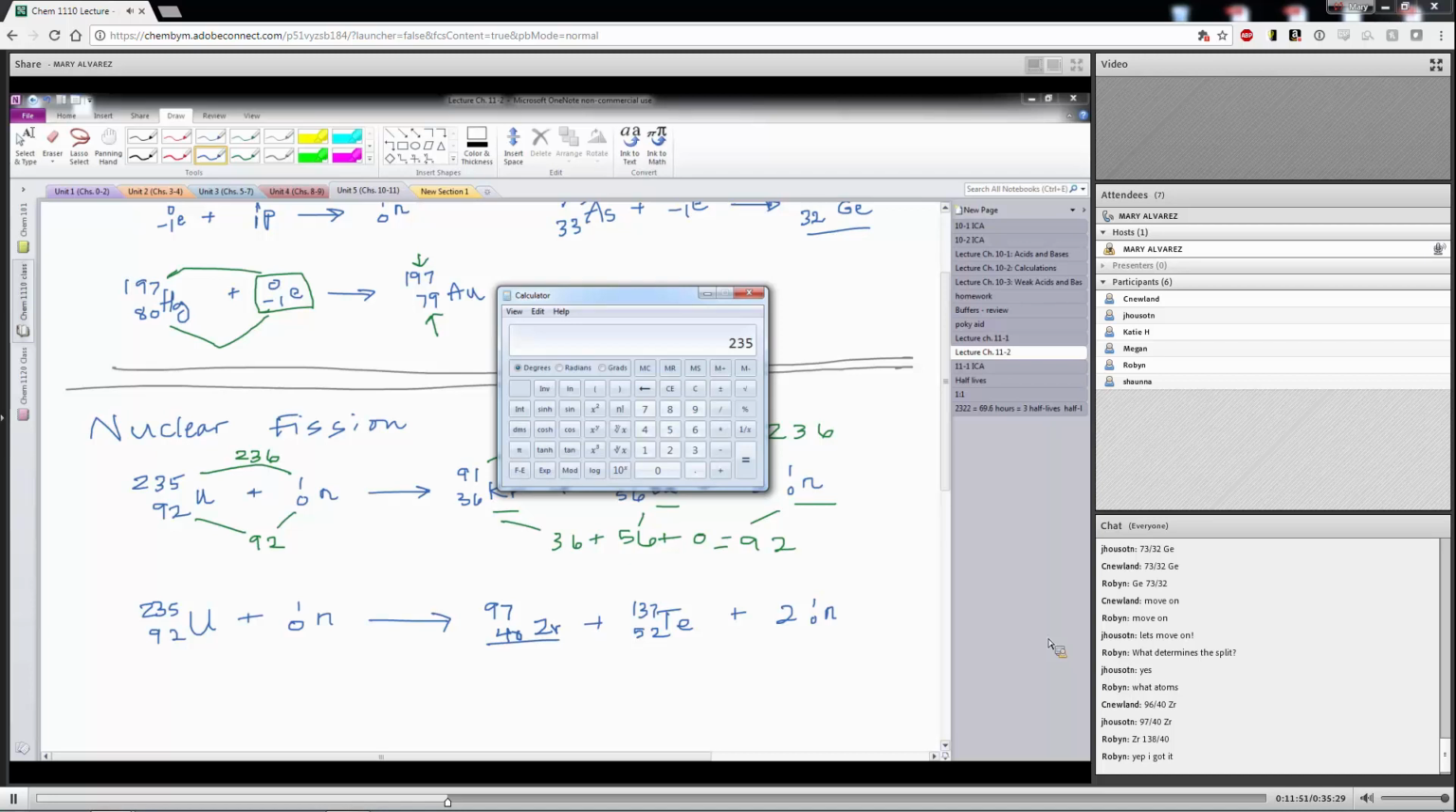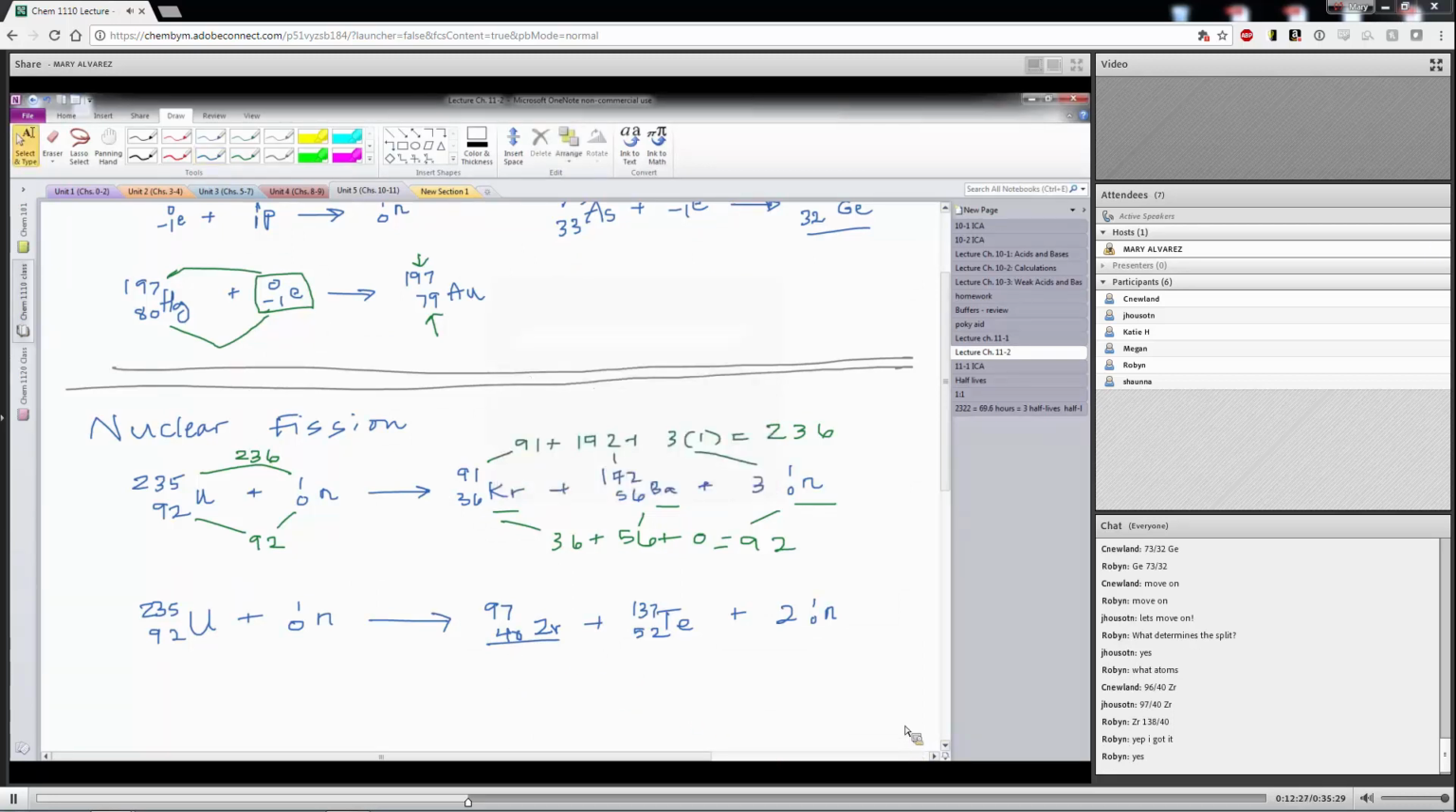Right, so again, we had 235 plus 1, so mass of 236 on the left-hand side. If I subtract the mass that was taken up by the tellurium and the 2 neutrons, that gives me mass of 97. And then I had a total positive charge 92 plus 0 on the left-hand side. I subtract the 52 from the tellurium and the 2 times 0 from the neutrons which are formed, and I get 40 positive charges, so that must be zirconium. Do you guys feel good about being able to do something like this on the exam? Again, just fill in the blank.